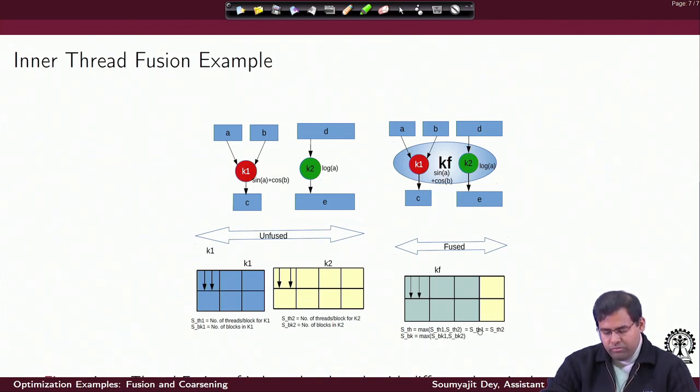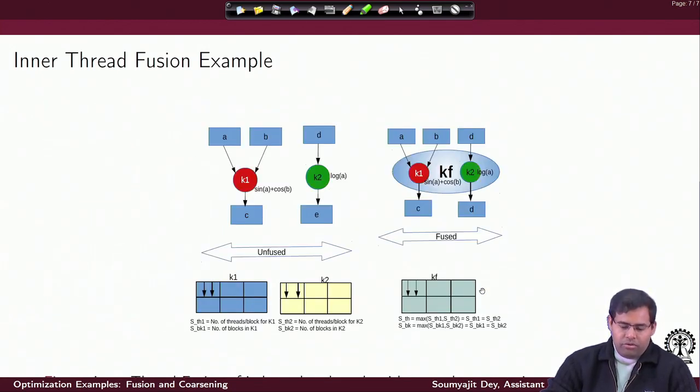If I follow the formula, it is equal to whatever was for K1 and whatever was for K2, which is the same. But since I am doing a max over block size, the number of blocks is now the same as the kernel with the larger number of blocks. So, when I am fusing the independent kernels K1 and K2, for the output kernel Kf I have the larger number of blocks, but the threads per block remains the same as the two originals. I hope the point is clear.